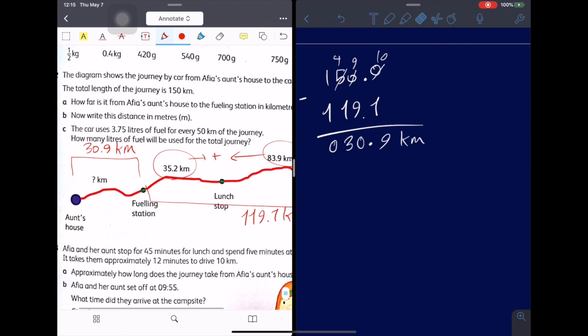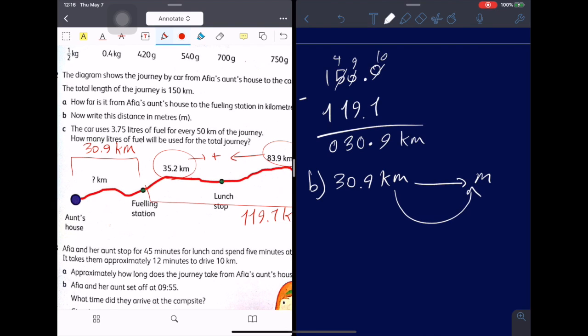Part B says, now write this distance in meters. If I want to write 30.9 kilometers in meters, you need to know that kilometer to meter is big to small. Therefore, you're going to times it. And I already told you that kilo means 1,000. So you will times it by 1,000.